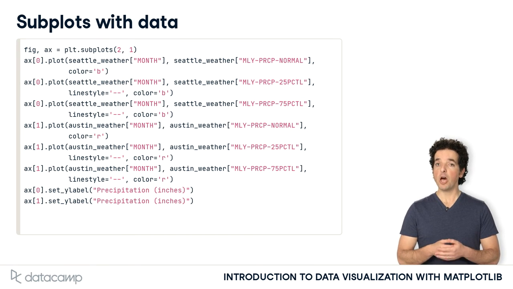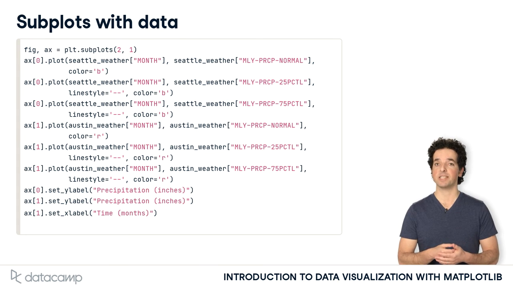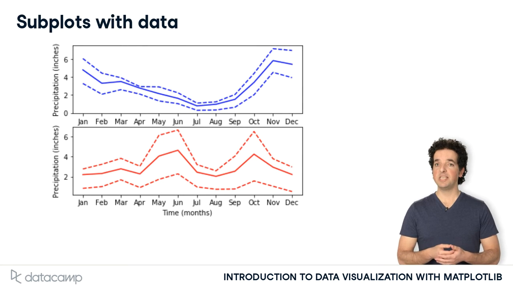Because they are one on top of the other, we only add an x-axis label to the bottom plot by addressing only the second element in the array of axes objects. When we show this, we see that the data are now cleanly presented in a way that facilitates the direct comparison between the two cities.